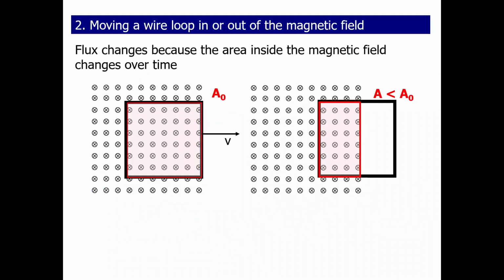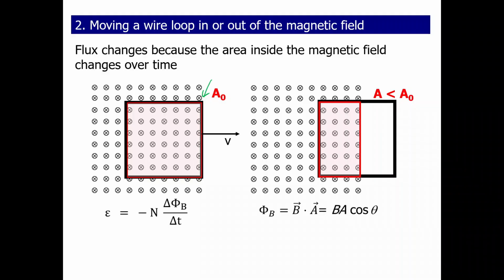So our next example is when our flux changes because the area inside the magnetic field changes over time. We use this one a lot with a rectangular loop. It's a little bit easier with the geometry than a circle. So we have some sort of area, which is the full area of the loop, which I'm calling A0 here. And V is the speed at which it is being pulled. So at some later point in time, we are going to have a smaller area inside of the loop.